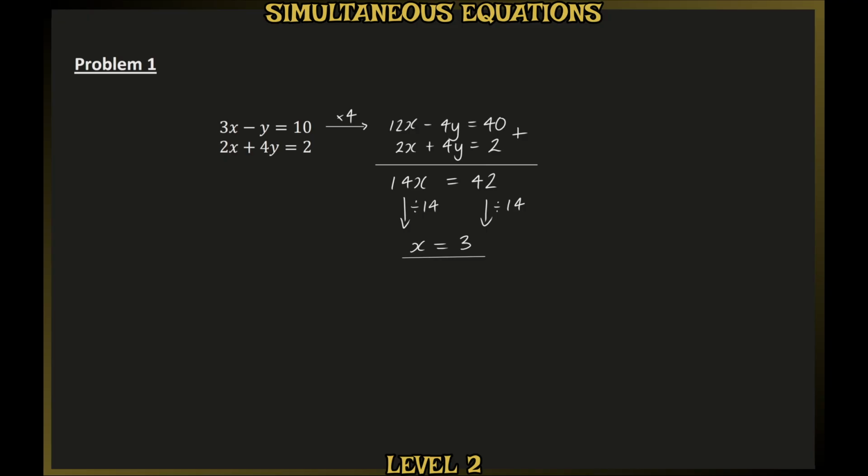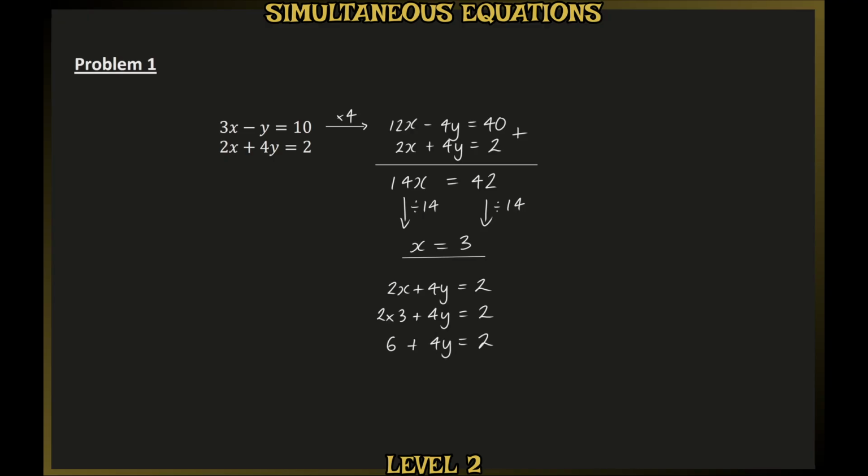We now need to find the value of y, and we can do this by substituting our value of x into one of the two original equations, and the one that looks easiest to work with is 2x plus 4y equals 2, because this has a plus in it. If we now replace x with 3, we have 2 times 3 plus 4y equals 2, and since 2 times 3 is 6, we have 6 plus 4y is equal to 2.